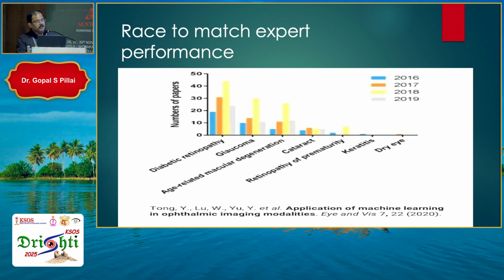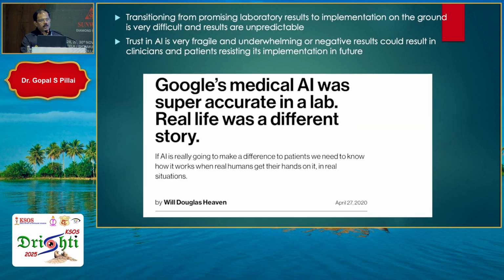And then by that time, there was a huge race to match expert performance with AI in a lot of diseases, including diabetic retinopathy, glaucoma, AMD, and the rest of it. And then came Google AI, which was really super accurate in the lab, but real life was completely different because different cameras posed different problems and the machine could not identify. A lot of problems came in.